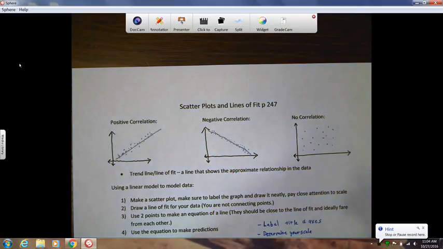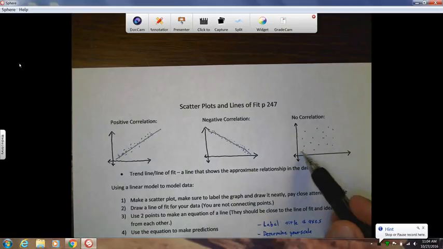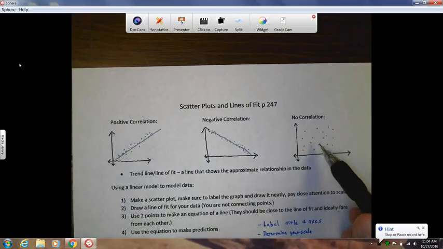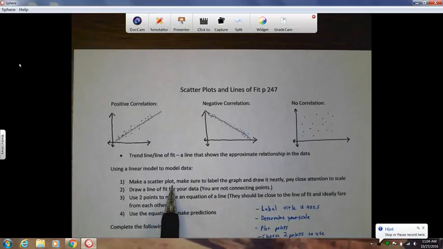This one I can't draw a trend line because we don't know. It's not going up or down. It's just scattered everywhere. So here are your steps. Make sure to pay close attention to scale and do it neatly. Draw a line of fit. You're not connecting the points. Choose 2 points.